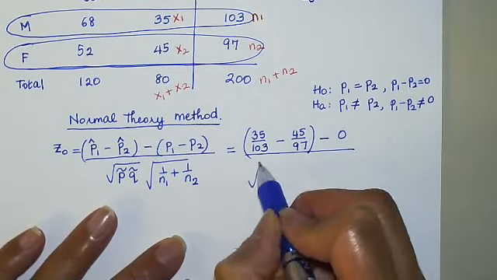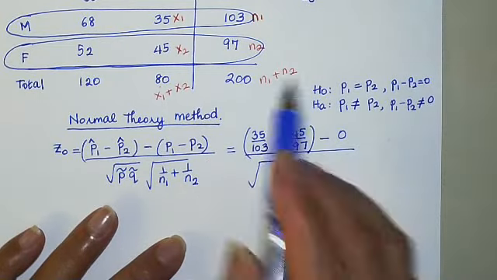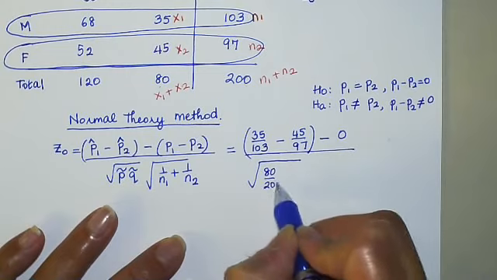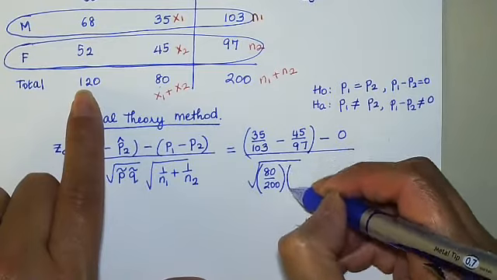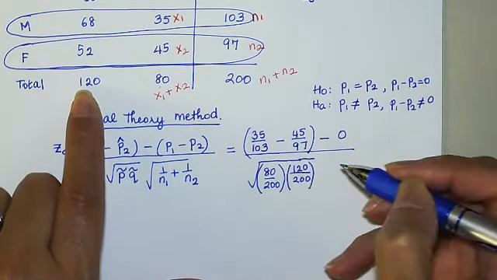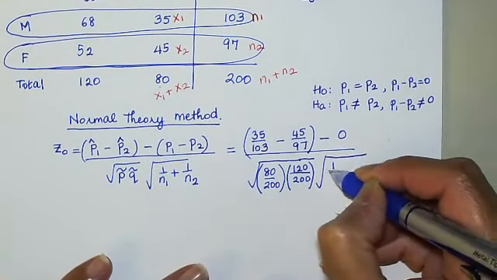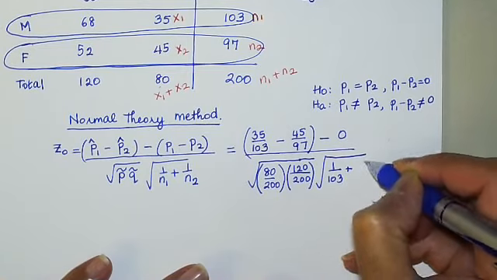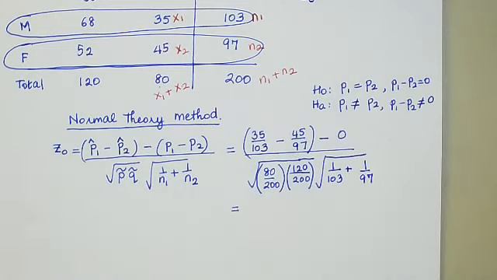So my test statistic continued is divided by radical P tilde is X1 plus X2 over N1 plus N2, 80 over 200. Q tilde is 120 over 200, because Q tilde is 1 minus P tilde. Rad 1 over N1 plus 1 over N2. Let's get this test statistic. Let me grab my calculator.